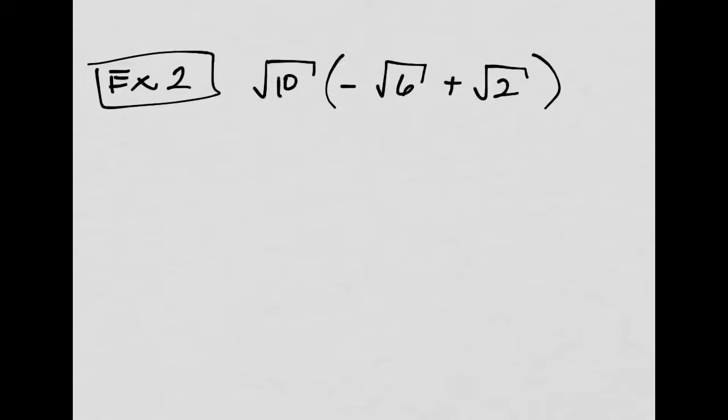I will distribute. Remember, insides multiplied to the insides, outsides to the outsides. Again, I just put a 1 there just in case. So there we have it. 1 times 1 negative is just negative 1. And then the insides times the insides, that's the square root of 60. And then I do the same thing over here. That's plus 1 square root of 20.